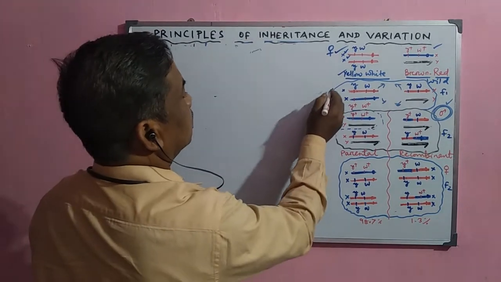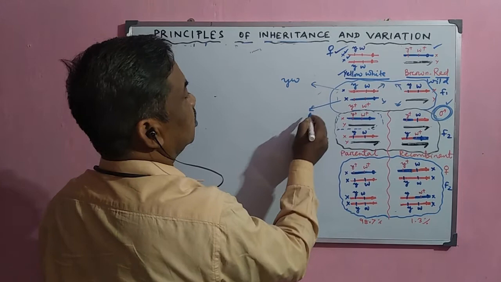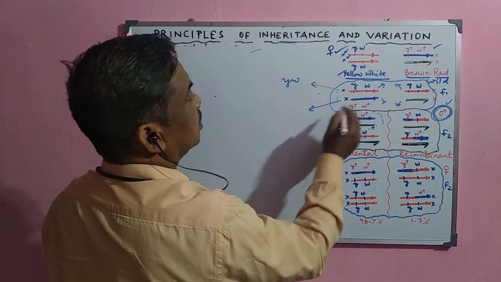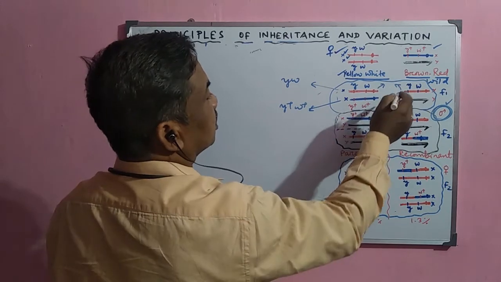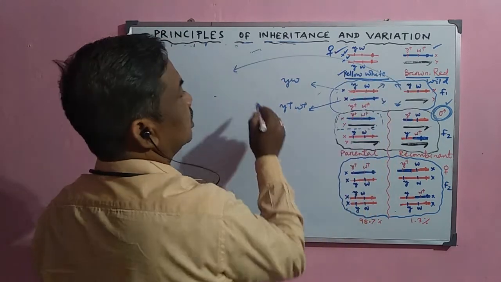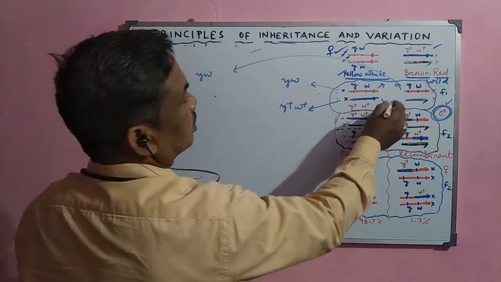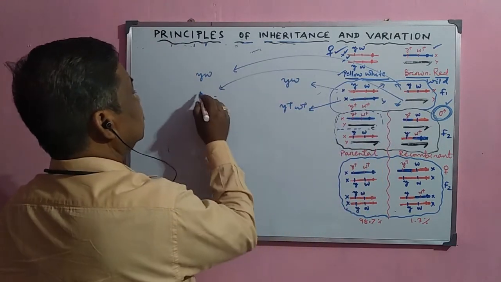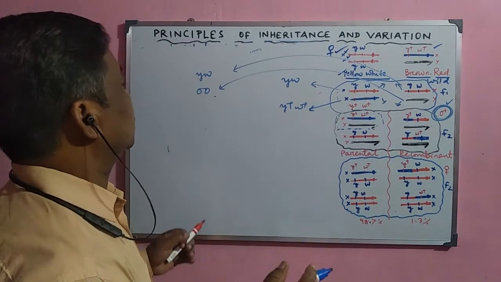Suppose this is one gamete, Y W. This is another gamete, that is Y plus W plus. And this gamete, in the case of male, is YW, and this one has no gene, that is why it is 00 type. So what happens when they fuse together?